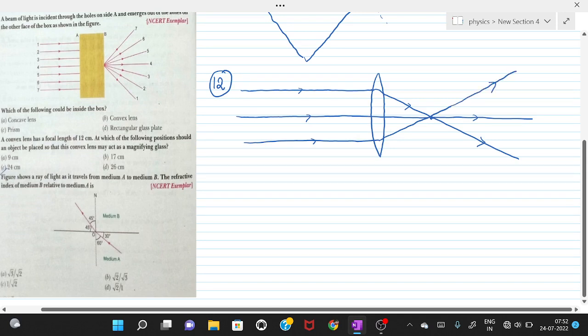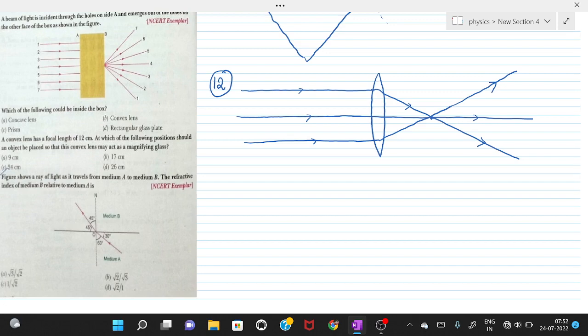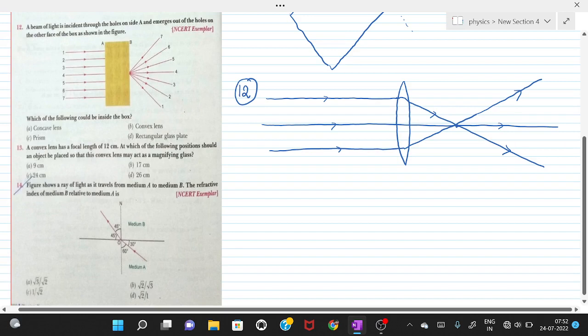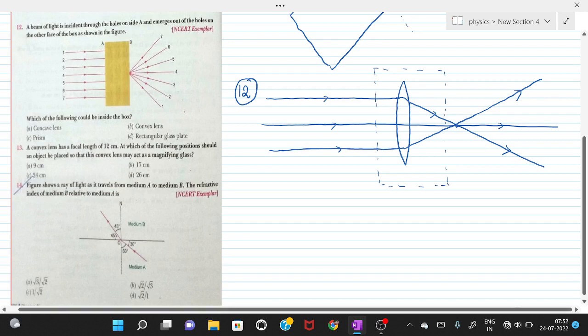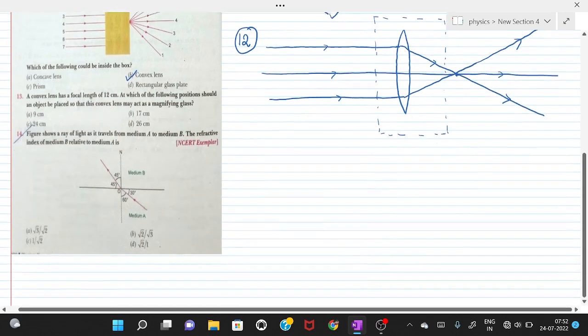Okay, so my dear, now the ray is incident and emerges out of the other face. Which of the following could be inside the box? So here we can see that there will be only a convex lens, and this convex lens is present inside the box. So we will get the rays in the similar way that is given in the diagram. I think this question is clear. So the correct option for question number 12 will be a convex lens. That is option B is correct. Now go through question number 13.